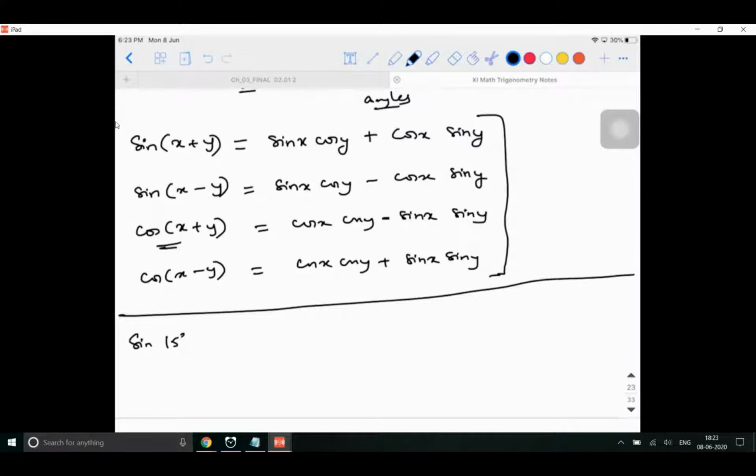There will be some problems like asking you for sine 15 degrees. If they ask you for sine 15, then what are you going to write it as? I can write it as 45 minus 30 degrees. If I treat this as x and this as y, then sine of x minus y is going to be equal to sin x cos y minus cos x sin y.